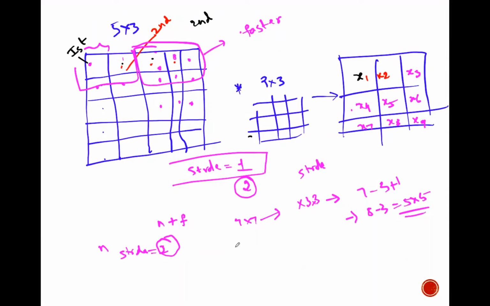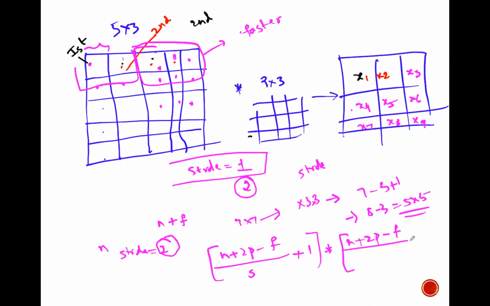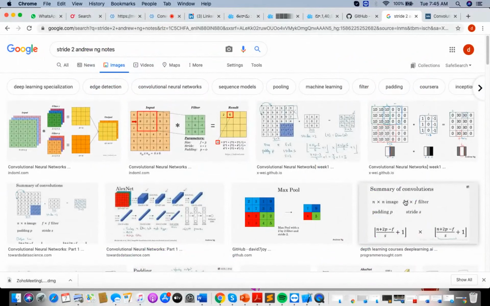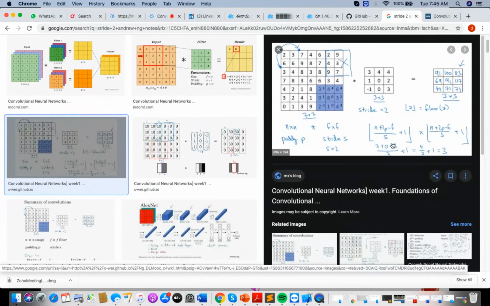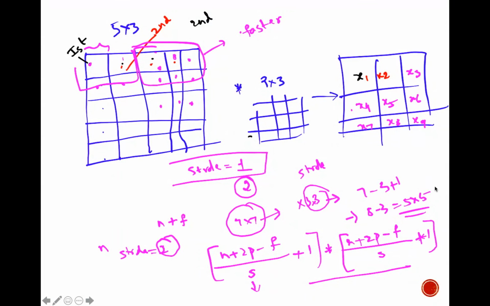Now, when I apply my stride equal to 2, my formula changes this way: (N plus 2P minus F) by S plus 1. So when I apply a stride of 2 on the 7x7 with a 3x3 filter, what will happen? 7 - 3, no padding here, zero padding. So I'll be getting a 3x3 matrix. Now the 5x5 has been reduced to 3x3.